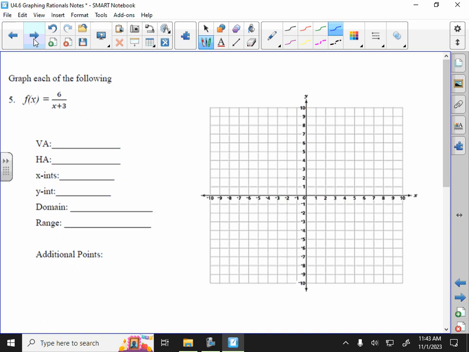Now let's go ahead and do some graphing. So let's answer all these questions first, just like we did on the previous two problems. Vertical asymptote, x equals negative 3. Horizontal asymptote, since there's no x on top, it's going to be y equals 0. And we can go ahead and start plotting this. So vertical, we're going to do a dotted line through negative 3 on the x. Horizontal, y equals 0, so it's going to go through 0 on the y, which is right on the x-axis.